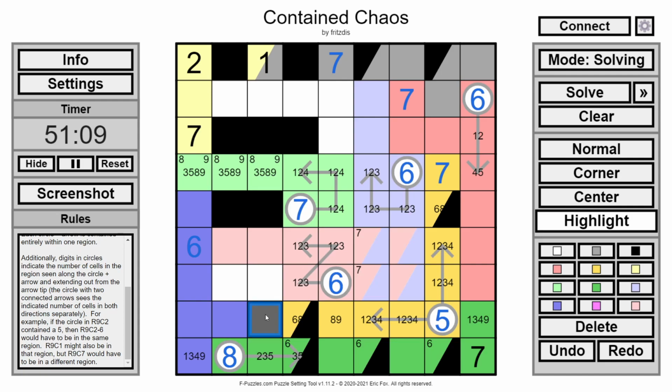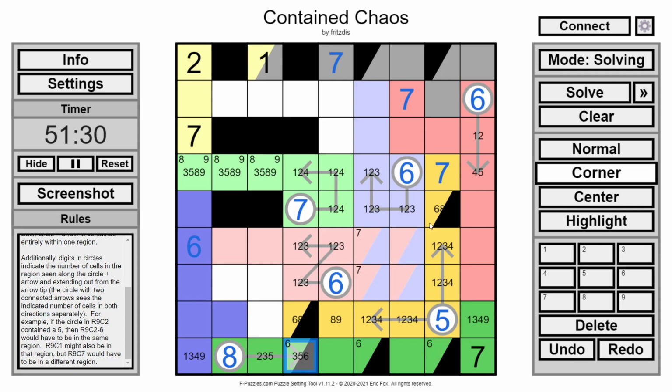Actually, how could this be black? That's just not possible because any region that takes this cell already has a 6 in it. So that's just not possible. This could be a 6 and have it be green, light green though. Okay, so if this is a 6, this must be a 6, this must be a 6. Then we have a 6 along here. I guess not there.